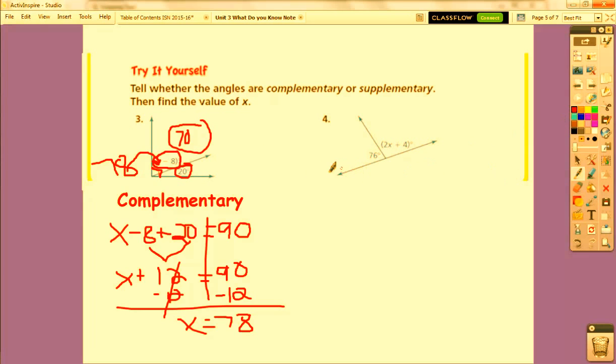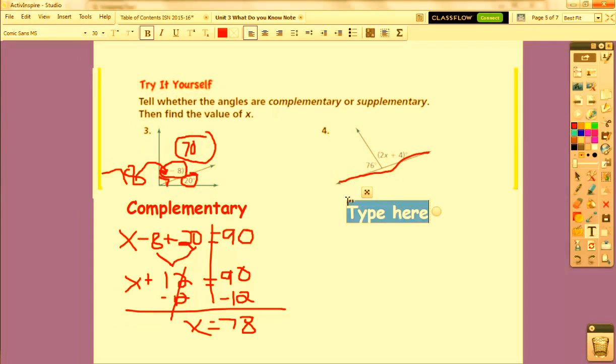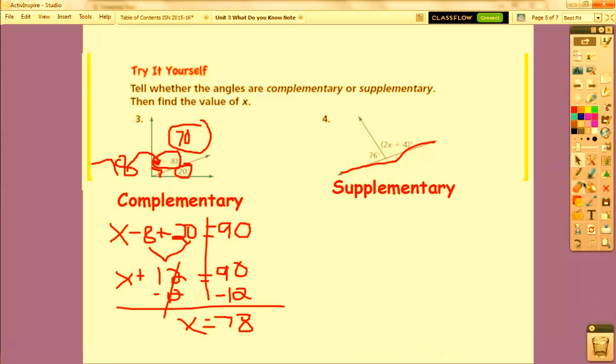Number 4, I can see they make a straight line. Those two angles, 76 and 2x plus 4, form a straight line. So those are supplementary. Okay, remember supplementary means 180 degrees. So in your equation, if you start by writing equals 180, that's a good starting place. Now look at the two angles that make up that 180 degree straight line. One is called 76 and the other is called 2x plus 4. So I'll write 76 plus 2x plus 4.